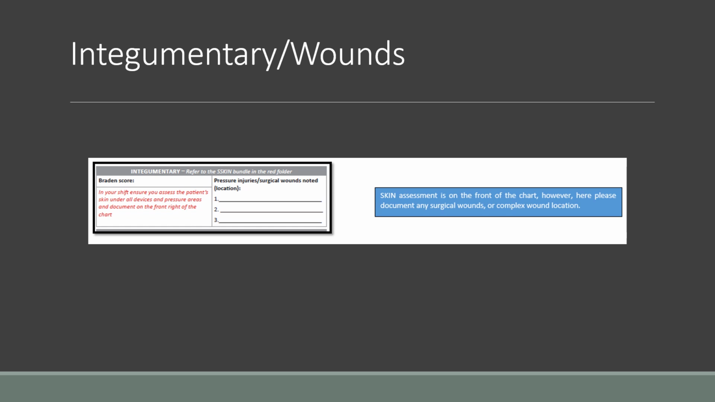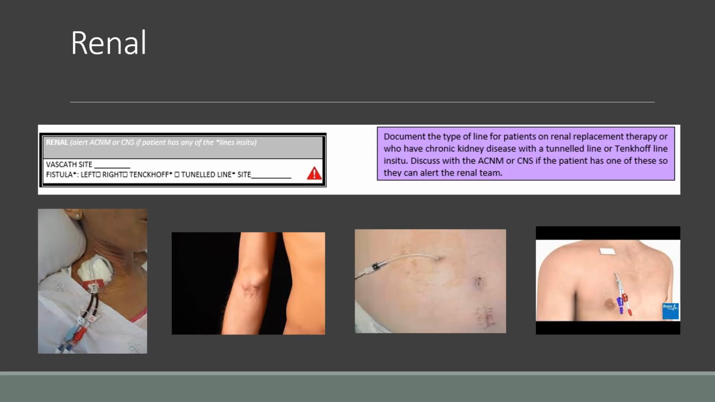Document your Braden score every shift. And any surgical wounds or pressure injuries, you can document those here. If your patient has come to us and they're out in the community and they're a renal patient, so if they have a fistula or a Tenckhoff or a tunneled line, please let the ACNM or the CNS know, because we need to tell the renal CNS nurse, because they come and help us with these patients and make sure that these devices are kept clean.